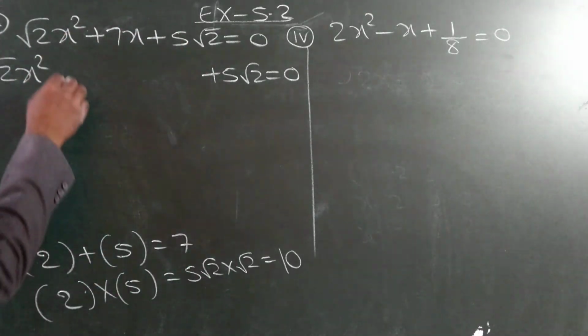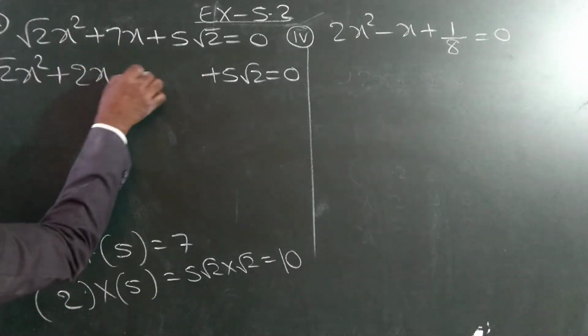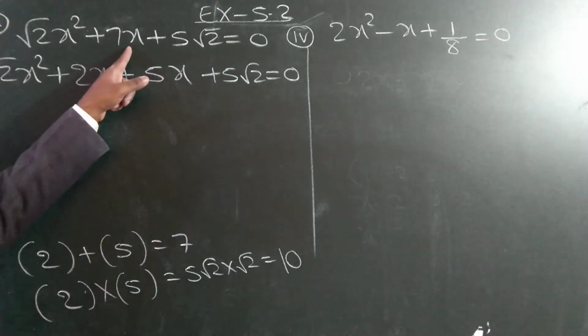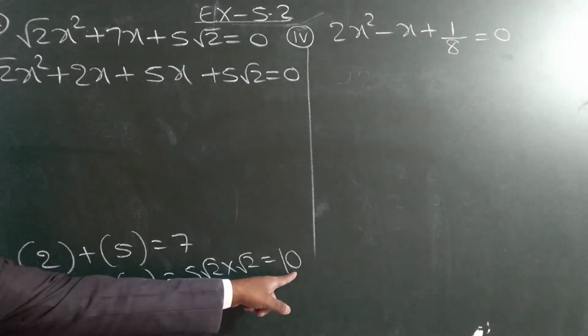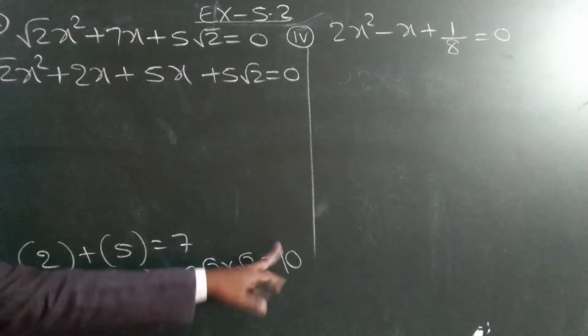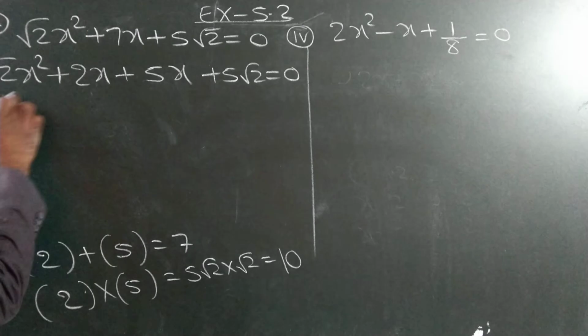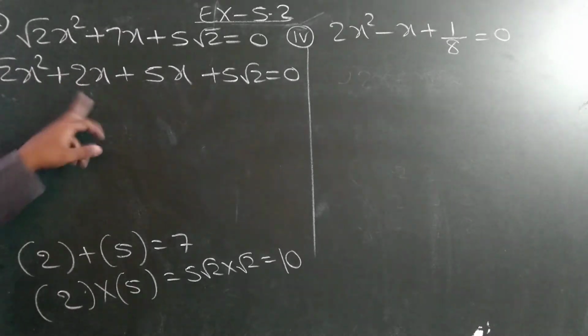Now, how to write, students? 7x is 2x plus 5x. 2x plus 5x is 7x. 2 into 5 is 10. Why 10? Because 5 root 2 into root 2 is 10. In these two, maximum we should take common.